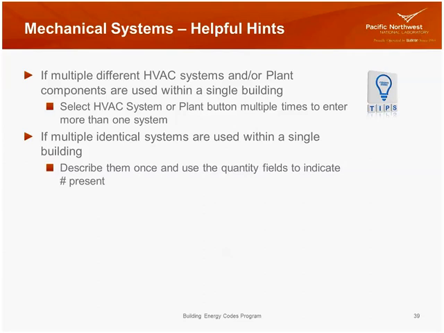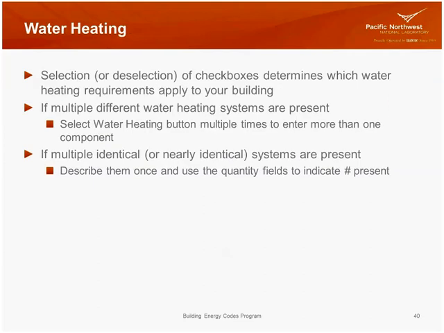If you have identical systems or plants, let's say you have 2 of the same rooftop package unit with the same capacity and efficiency, then there is a column where you can enter the quantity as 2 or however many it might be. Water heating, the same thing would apply. If you have different water heating systems, then you would click on that water heating button again, and you would then define your next one. And if you have multiple ones, then you have the option of defining how many are present.